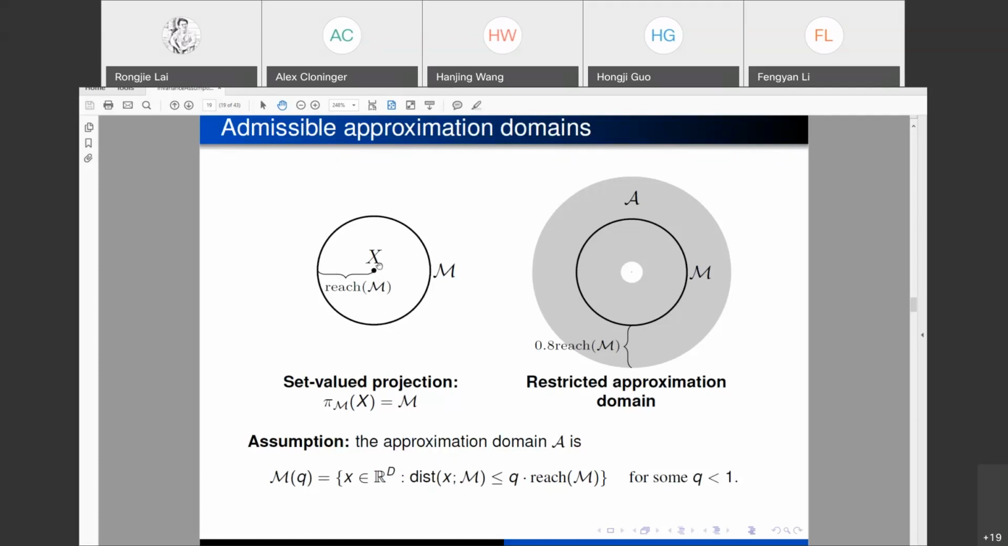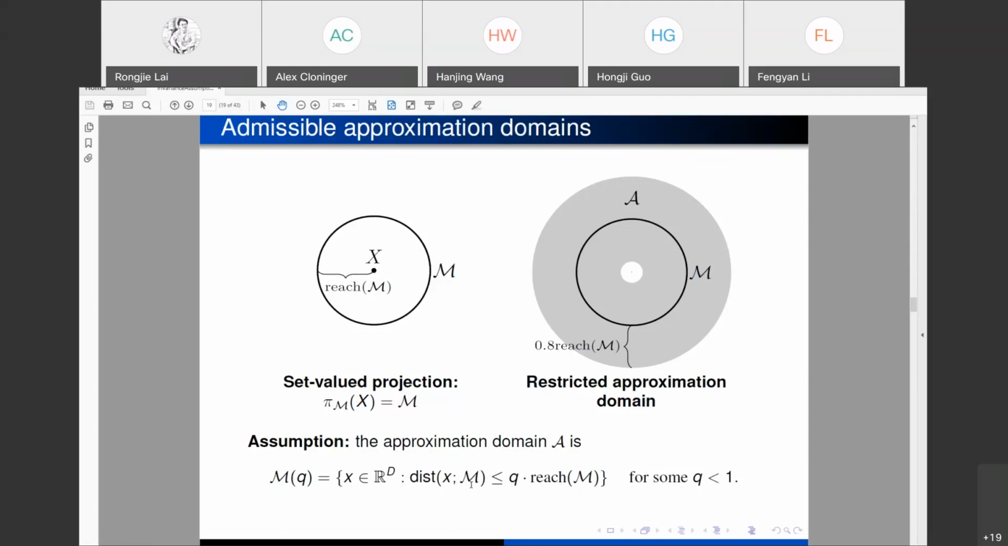Okay, so obviously x does not have a unique projection onto the manifold because it's equidistant from all of these points. But anything outside of a tiny little ball around x does have a unique projection onto the manifold. So in that case, we define the reach to be the distance to what's called the median of the manifold. And our assumption is basically going to be that our domain is some tube of radius q times the reach around our nice manifold.